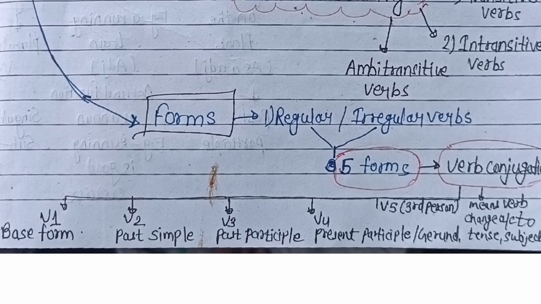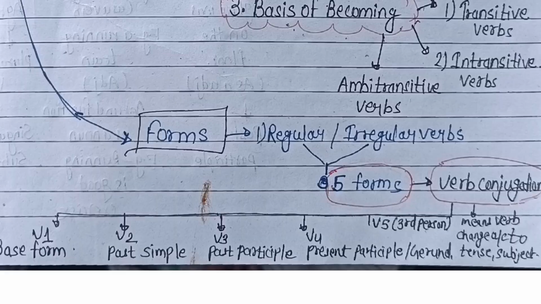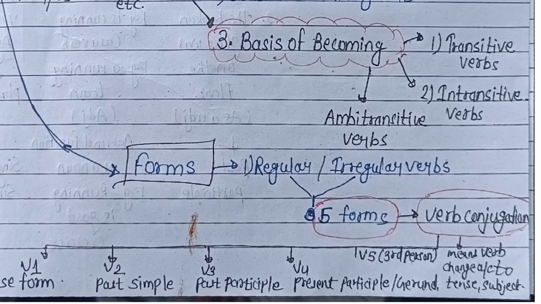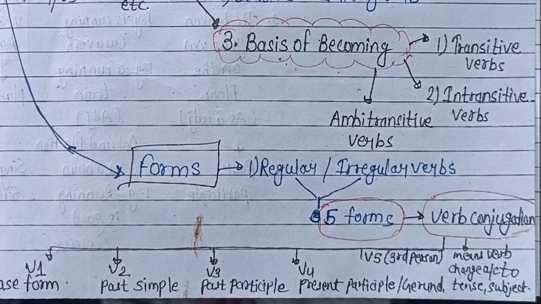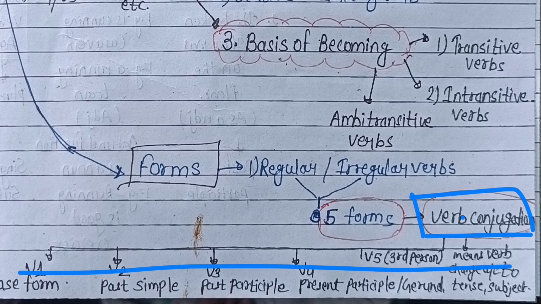But the last thing which I really need to tell you is form. What is that? The main verb forms are V1, V2, V3, V4. All students remember that in your childhood your teacher mostly told you to learn 10 verbs, 50 verbs. Why? Because these verbs are categorized under all these forms. And what is the name of these? We call these verb conjugation.